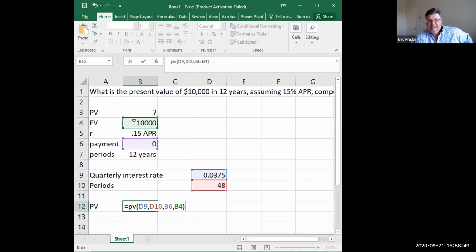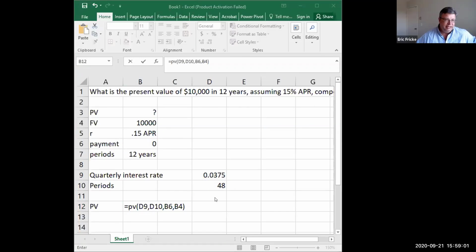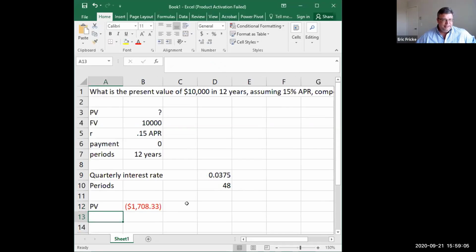Any questions on that before I hit enter? Let me see, where's my chat? Doesn't look like it, so I'm going to go ahead and hit enter here. And there's that same 1708.